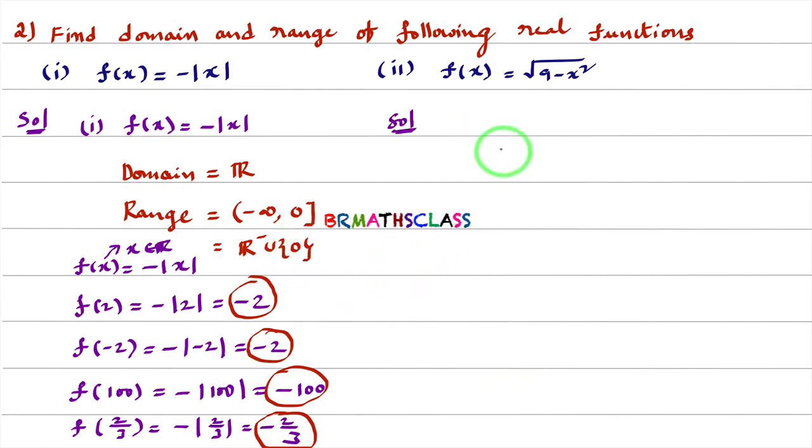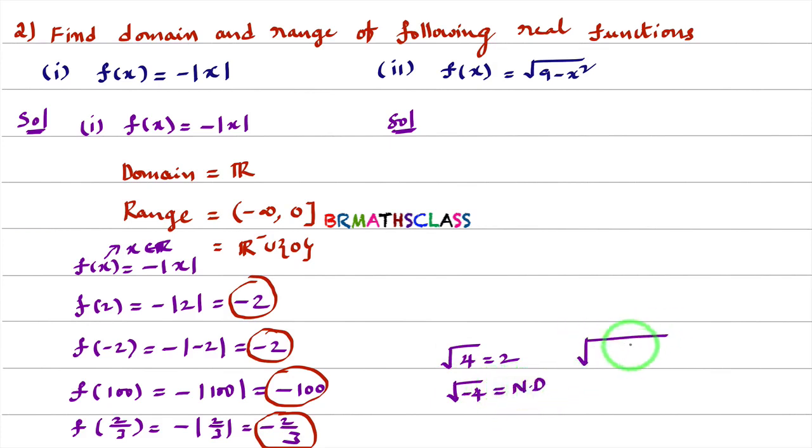Now you see the solution of the second bit. What is given? f of x equal to root over 9 minus x square. Students will feel it difficult to understand this, but only simple logic is there. Root 4 value is what? Root 4 value is 2. Root over minus 4 value is what? Root over minus 4 value is not defined.